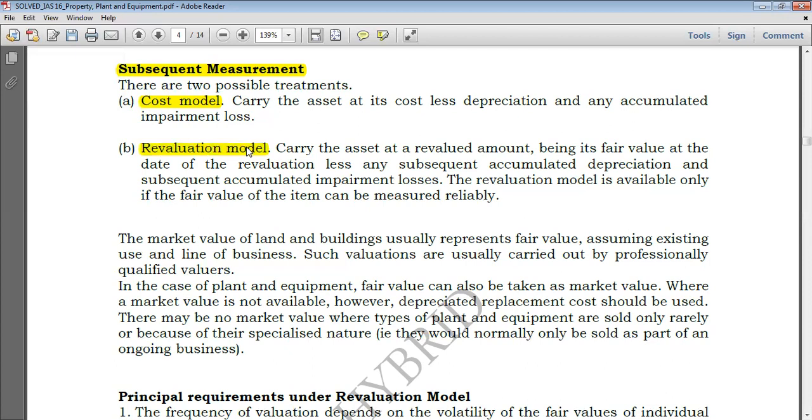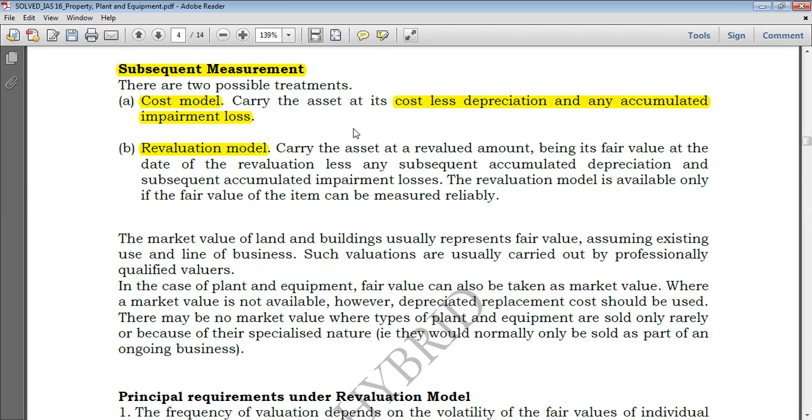Now, the cost model is just very normal. It's something you've been doing in your previous classes. In the cost model, you just carry the asset at its cost less accumulated depreciation and accumulated impairment losses. So you have depreciation as well as impairment losses. Of course, to learn about impairment losses, go to the channel and check for IAS 36, Impairment of Assets. But in PPE, we just less depreciation, but also less impairment loss.